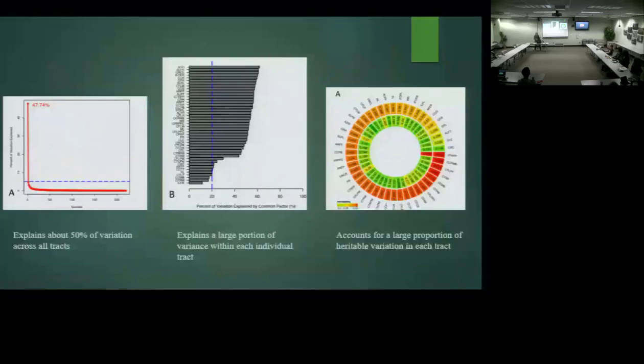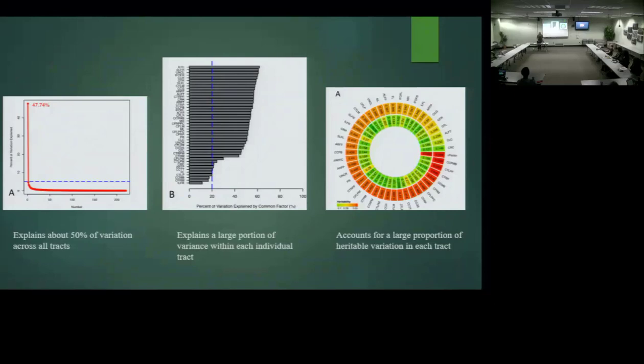So this is our common factor. It explains about 50% of variation across all the tracks. You can see in the middle one, it explains a large proportion of variance within each individual tract, with a few exceptions right there at the bottom of the plot. And interestingly, it accounts for a large portion of the heritable variation in the tracks.